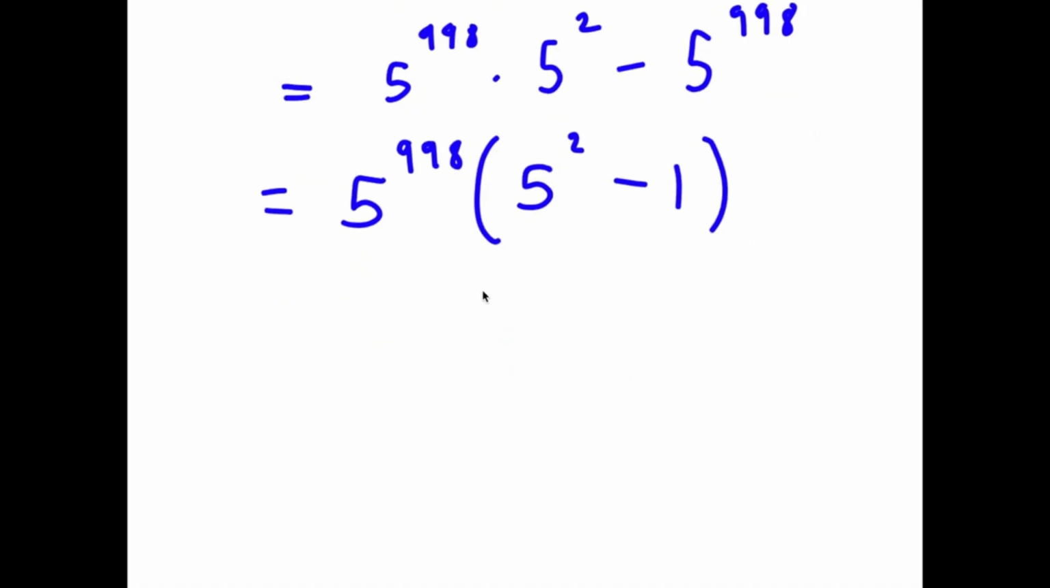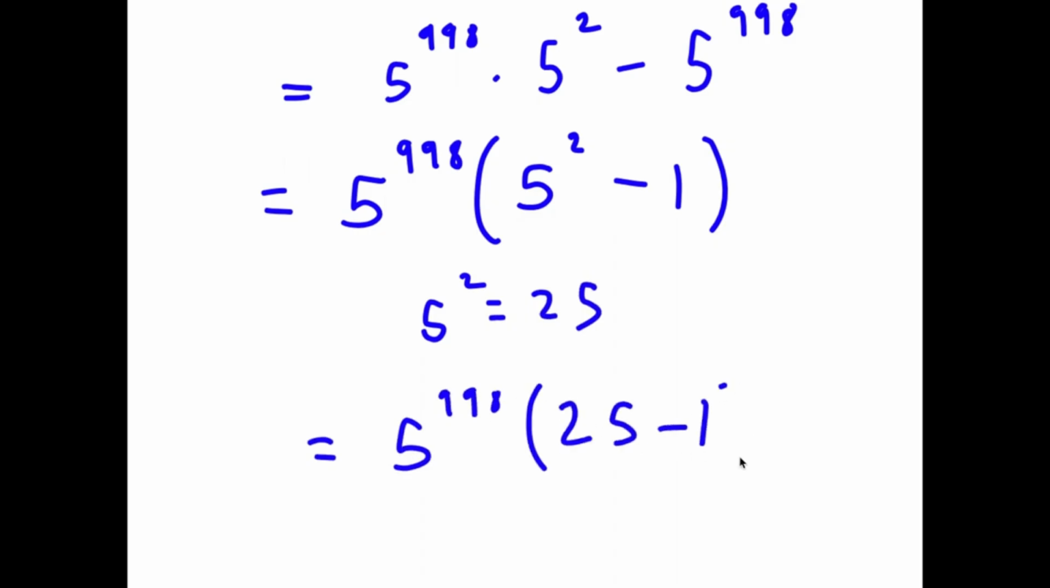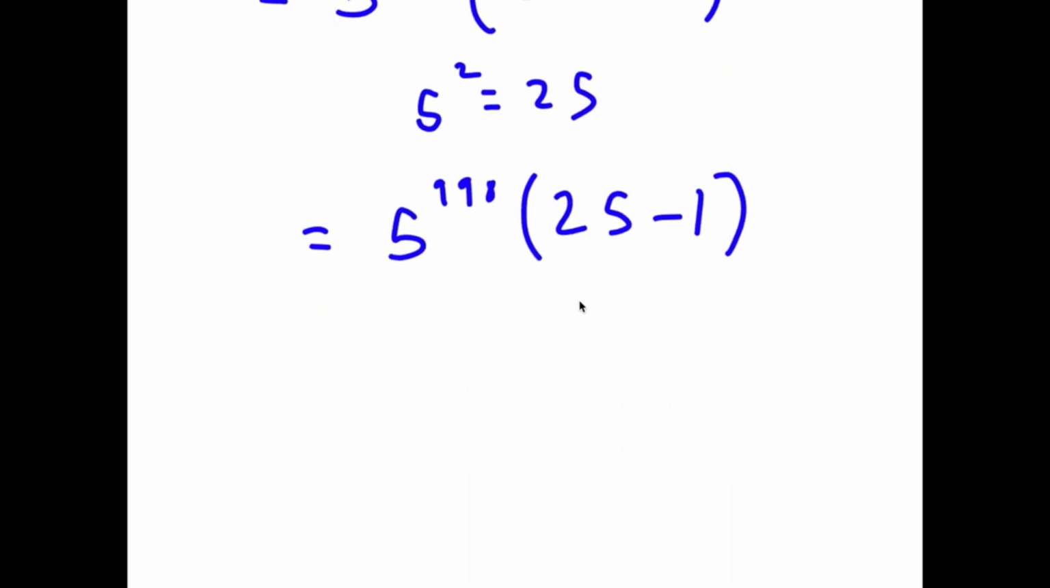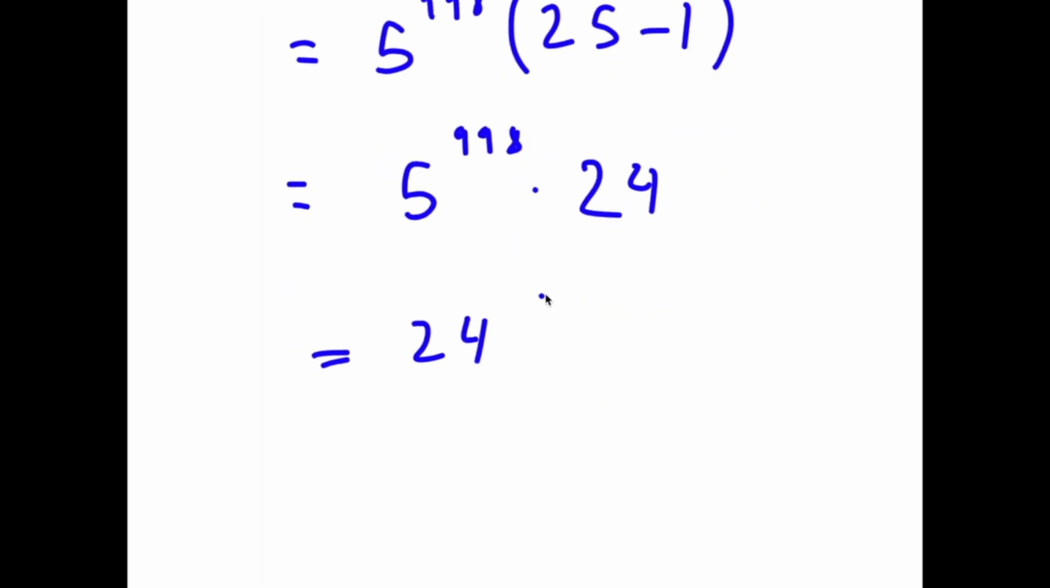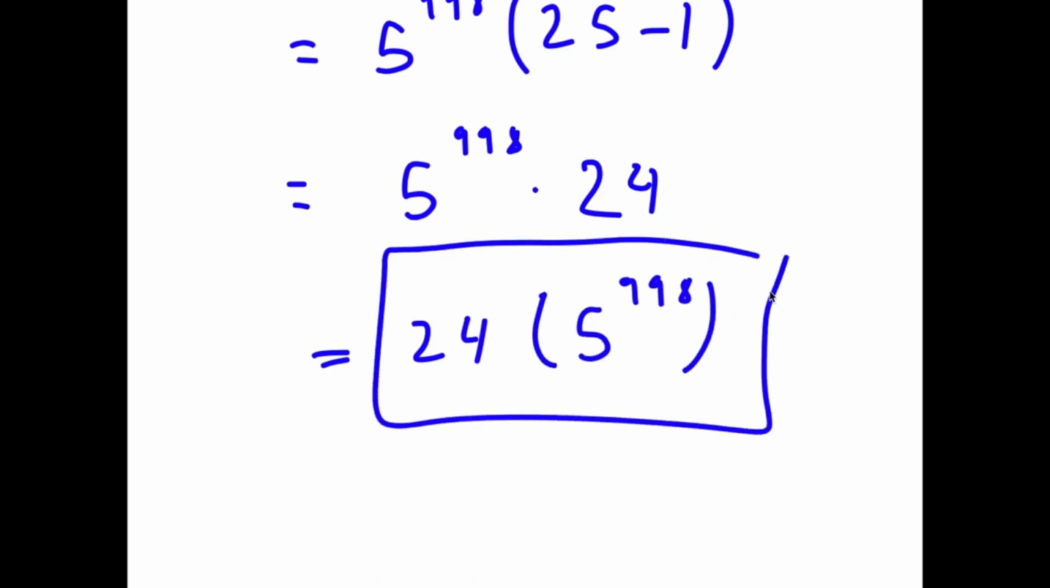So now to solve this, well, first off, 5 squared is equal to 25. So now I have 5 to the power of 998 times 25 minus 1. Well, 25 minus 1 is simply 24. So I have 5 to the power of 998 times 24. So if I put this in a better format, 24 times 5 to the power of 998. So this is my answer.